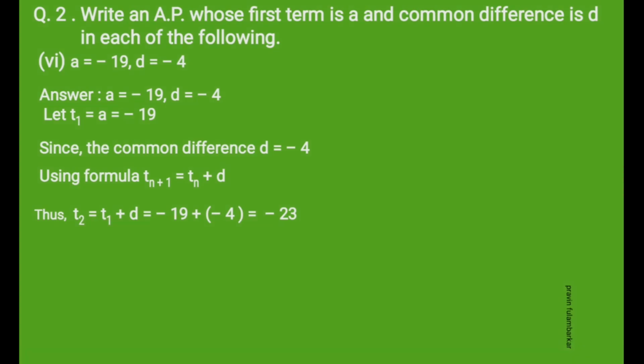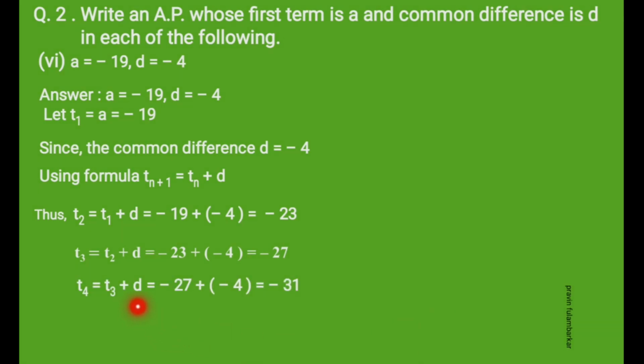Now we find the next value, that is T3. So we write T3 equals T2 plus D. T2 is minus 23 and D is minus 4. So minus 23 minus 4, we get minus 27. So we find the fourth term.